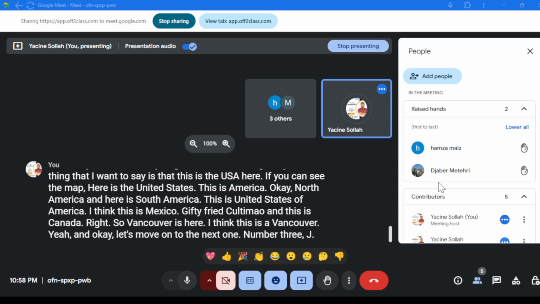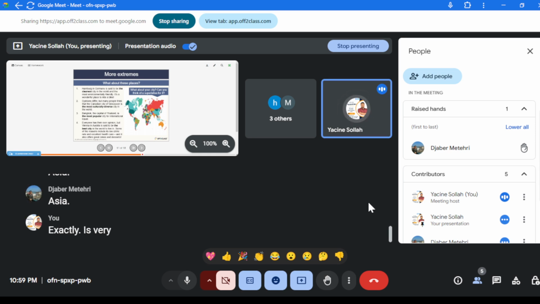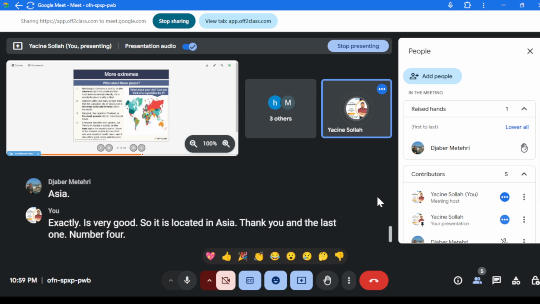Bangkok, the capital of Thailand, is the most popular city for international travel. Yes, I think it is D. That's correct. In which continent? Thailand, in which continent? Is it in Africa? No, Asia. Asia, yes. Exactly, very good. So it is located in Asia. Thank you. And the last one, number 4, Hamza.